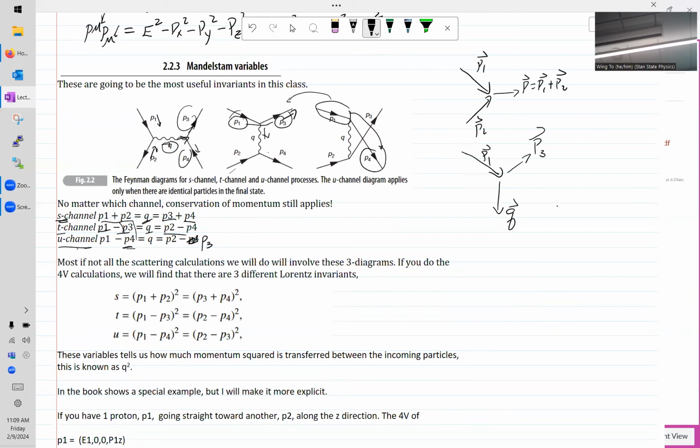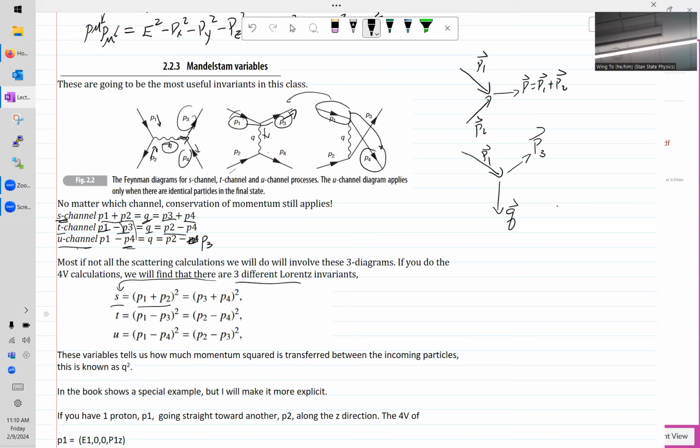Right, and the idea of constructing all these 4-momenta is that when you square them, when you dot product them, or you do the Einstein summation of their scalar product, whatever their square is, is the Lorentz invariant, okay? And that's why we're going to call each of these 3 different channels a particular Lorentz invariant.